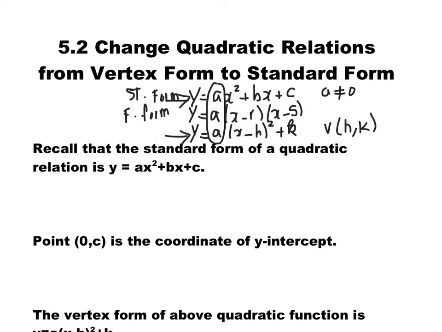In the standard form, the value c here is the coordinate of the y-intercept. Remember, the y-intercept is when x is equal to 0. So if in standard form I set x equal to 0, this term is going to be gone. This term is going to be gone because x is 0. We're going to end up with c, which is the y-intercept.